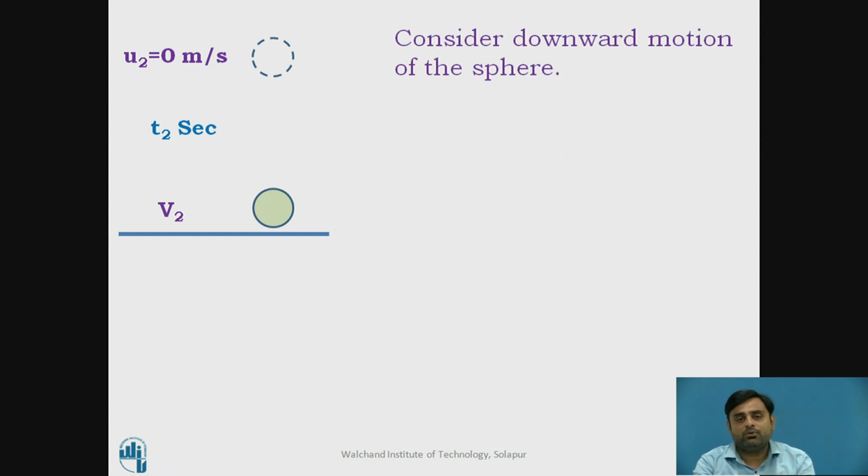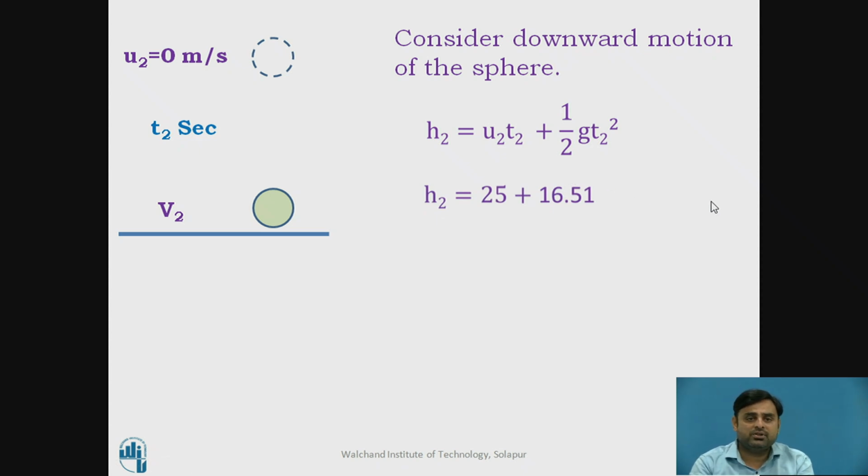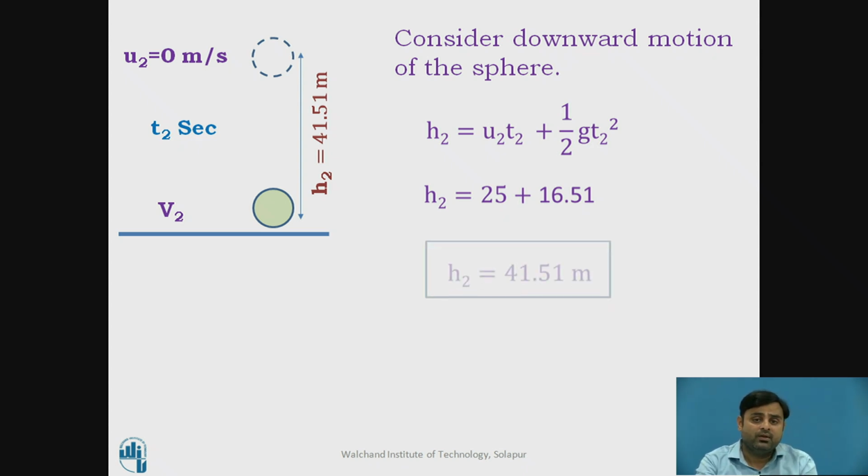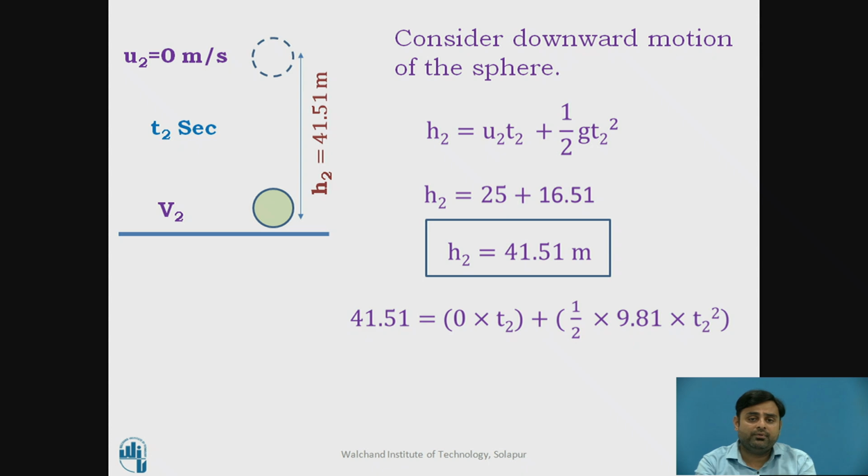Now consider the downward motion. So again h is equal to ut plus half gt square. Here we are taking it as plus as the motion is downward, so acceleration due to gravity will be plus. Now h2 is the total height. So what will be the total height? The total height will be 25 plus 16.51. 25 meter is already the height of the building, and above that it has gone 16.51 meters. So the total will be 41.51.